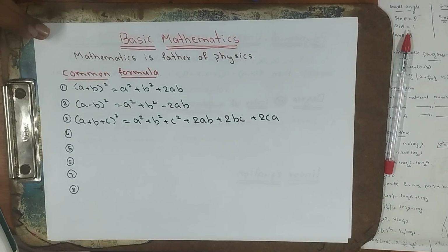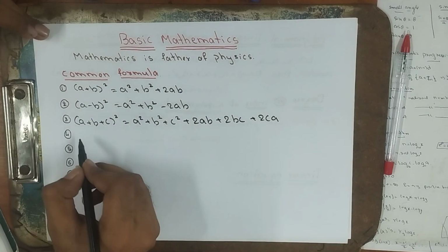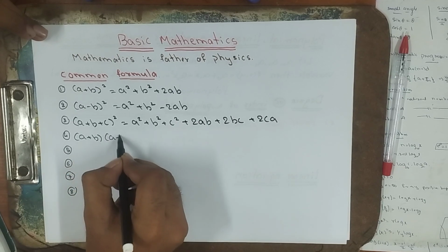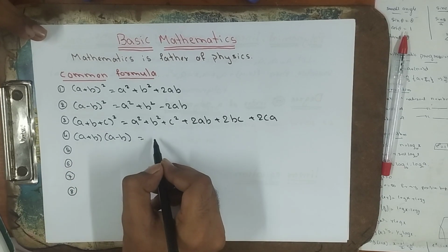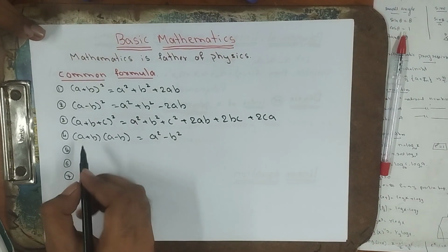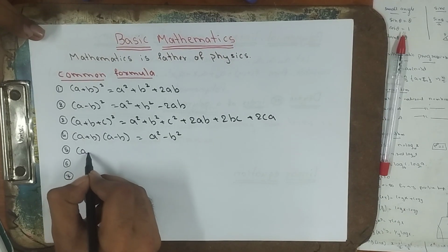Sir, what are you teaching, sir? Very simple formulas. Arey, just follow me, you will 100% get a seat. Just follow what I say. Now (a plus b) times (a minus b), everyone knows this. It's very simple: a square minus b square. Okay, super.